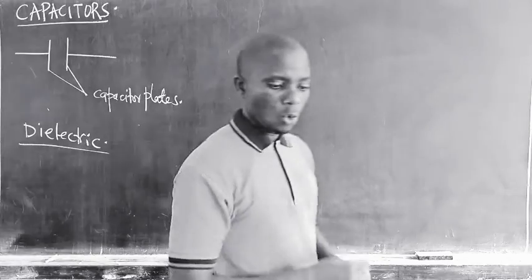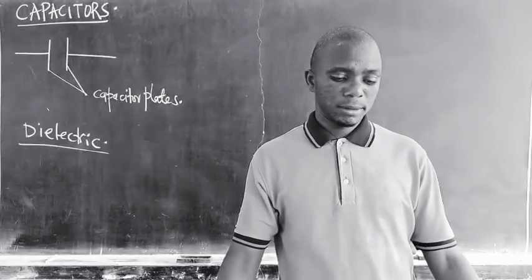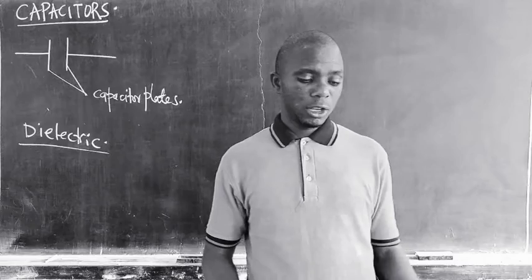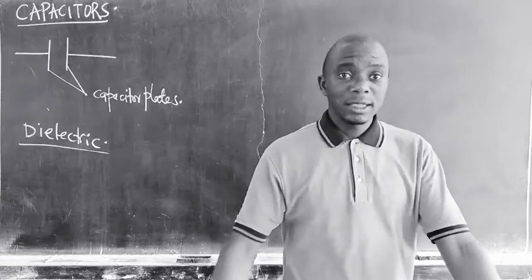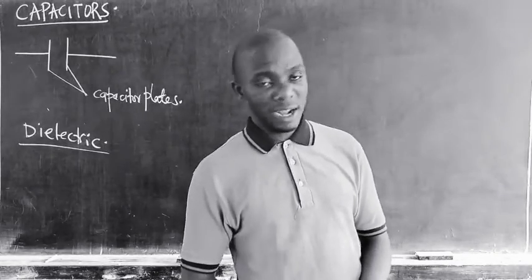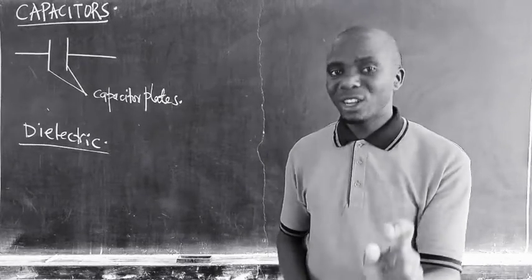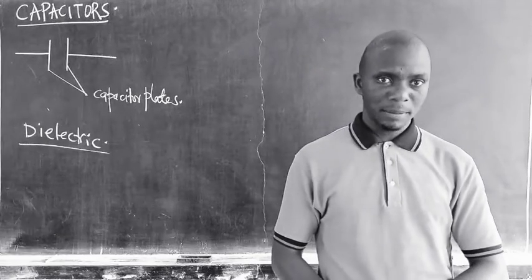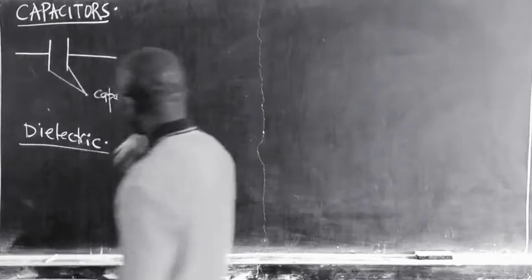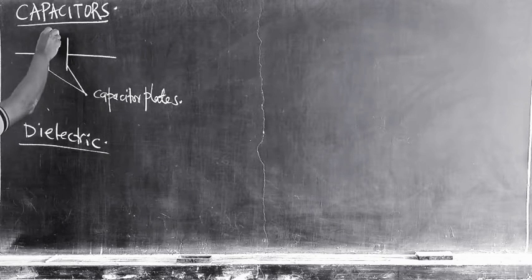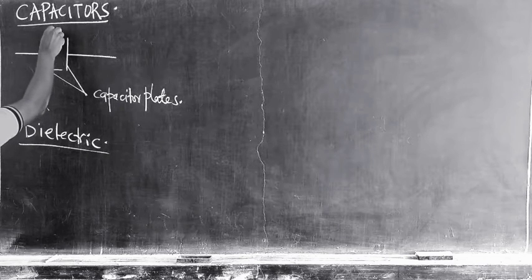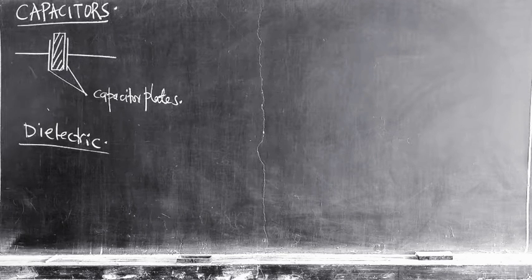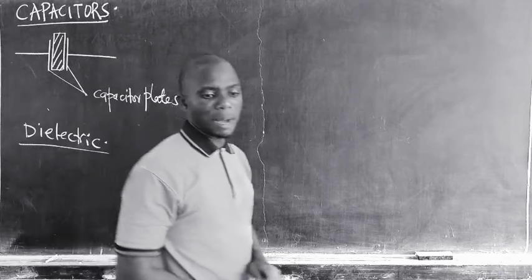So therefore, what is a dielectric? This dielectric is a non-conductor that is inserted between the plates of the capacitor in order to increase the power of the working of the capacitor. That is to increase the capacitance of that capacitor. And therefore, when you come to a diagram, we shall now always have a dielectric placed between the plates of the capacitor.